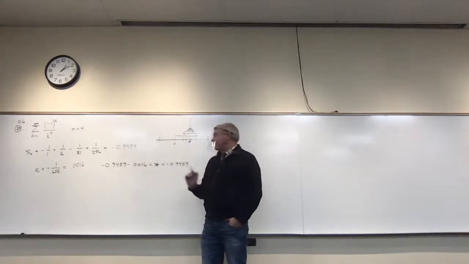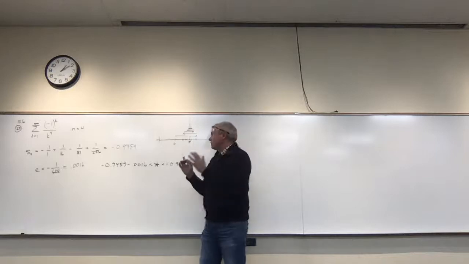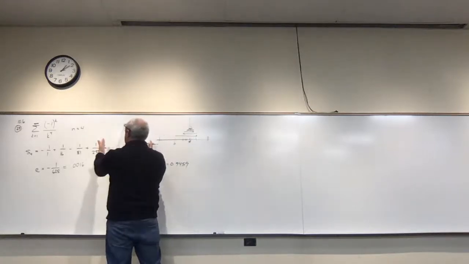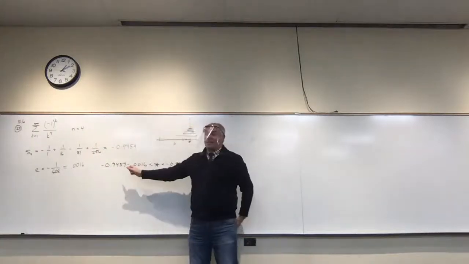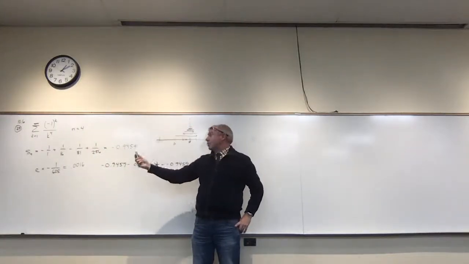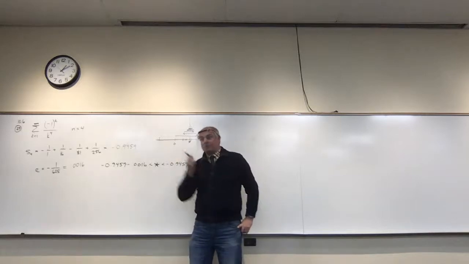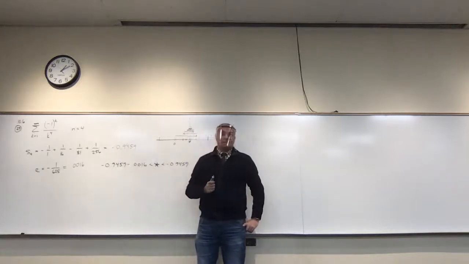Okay. So this is the error. Usually when you have an error value, you take the error value on both sides, not just on one side like I did, but I know it's on that side because the last term was positive. So I know the next one's going back. Does that make sense to everybody?